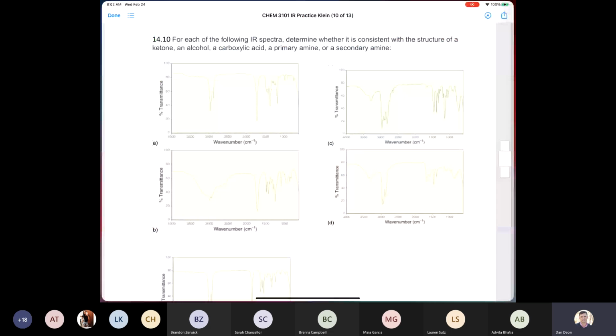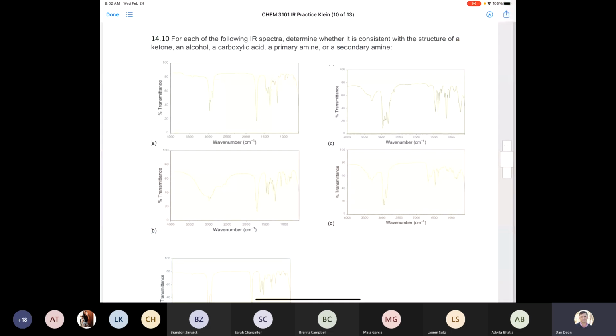Okay, Chemistry 3101. We're going to start today's lecture off by looking at a couple of practice problems. And I thought we would start with question 14.10. This comes straight out of your textbook. It's one of the questions that I assigned, but I think it's a good place for us to start the day.